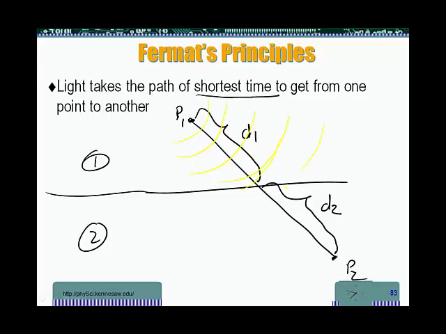Now, to get the shortest time to get from P1 to P2, we need to maximize the time we travel at distance D1, in medium 1, and minimize the distance traveled in medium 2. Think of it this way.